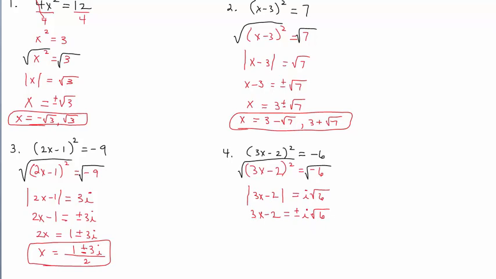Let's continue solving for x. Let's add 2. It'll go up front. Let's divide both sides by 3. So we have two solutions, 2 minus i radical 6 over 3 and 2 plus i radical 6 over 3.